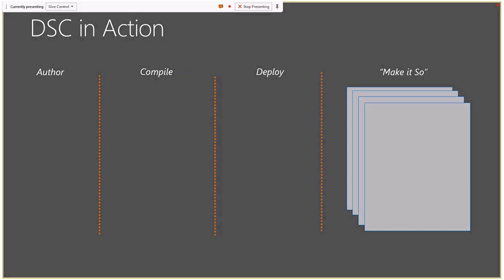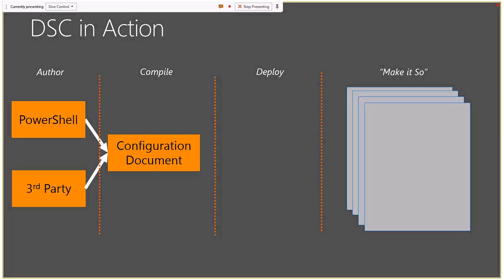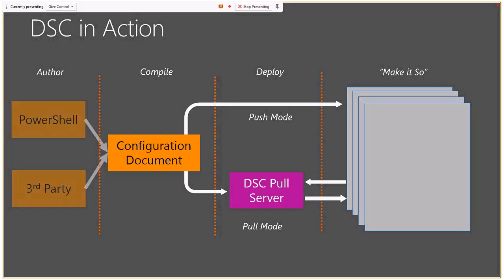So I can either author my DSC configuration in PowerShell, or theoretically I could do it with a third-party tool. They then get compiled into my configuration document. That configuration document can either be pushed out to the target nodes, or I can put it on a pull server and have the target nodes go and pull for new configurations. Once it's on the target machine, the configuration document gets sucked in by the DSC engine.